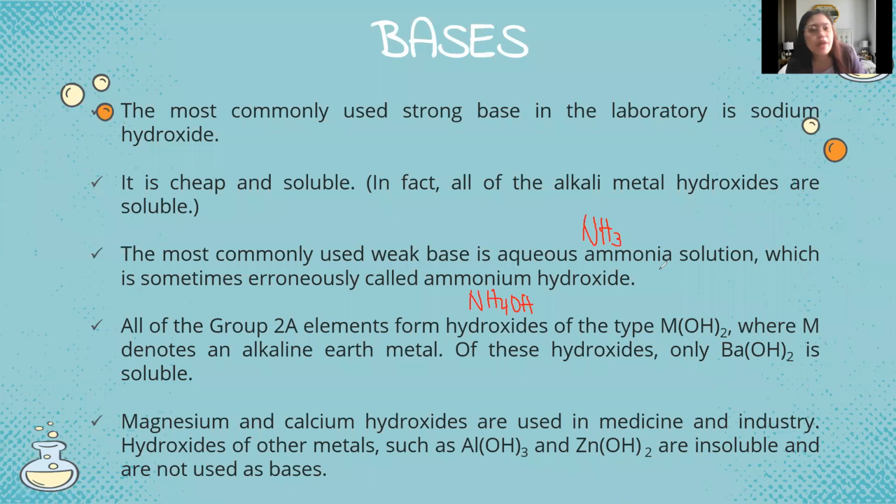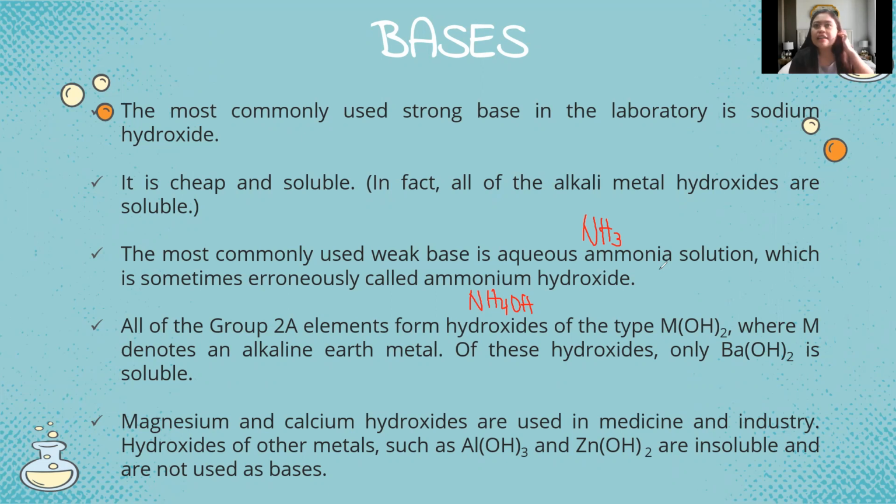Now, all of the group 2A elements form hydroxides of the type M(OH)2, where M denotes the alkaline earth metal, and yung OH, since magiging 2 siya kasi di ba ang charge ng group 2A elements ay positive 2. So nagka-criss-cross tayo. So of this, only the barium hydroxide ang soluble. Nakita naman natin yan kanina sa table natin ng solubility. And then magnesium and calcium hydroxides are used in medicine and industry.